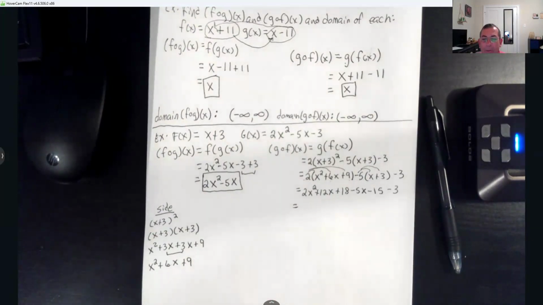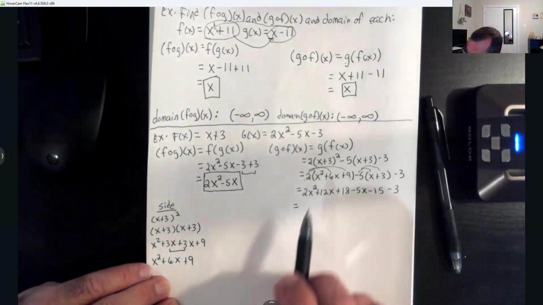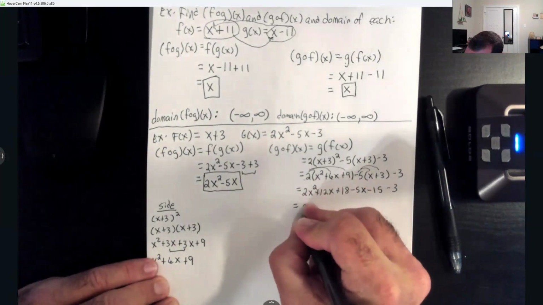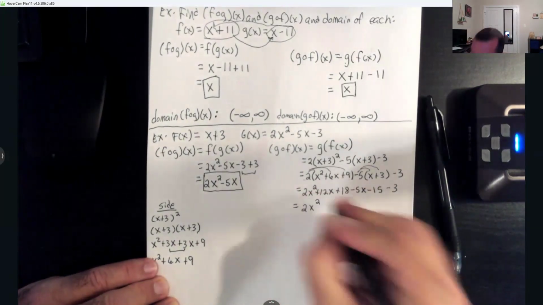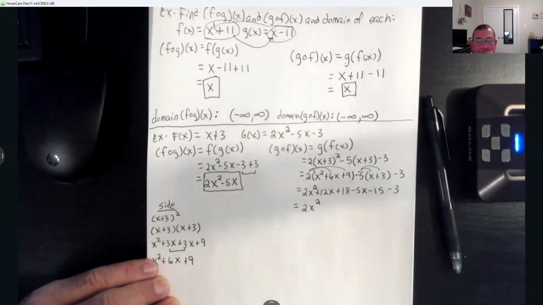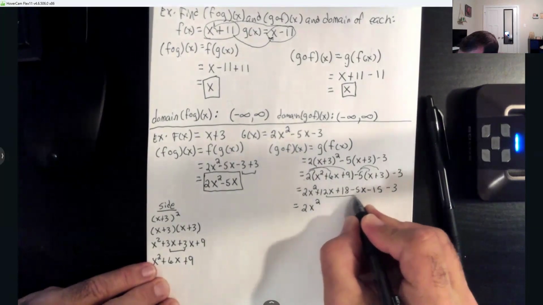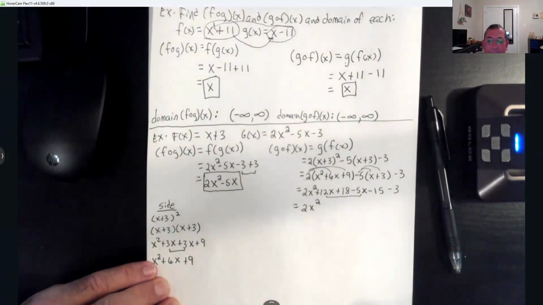So y'all, let's see, let's get these like terms added. The x squared is the only x squared here, so we're bringing down our 2x squared. But the x's will add. So y'all, we got 12x minus 5x. What's that, 7x?